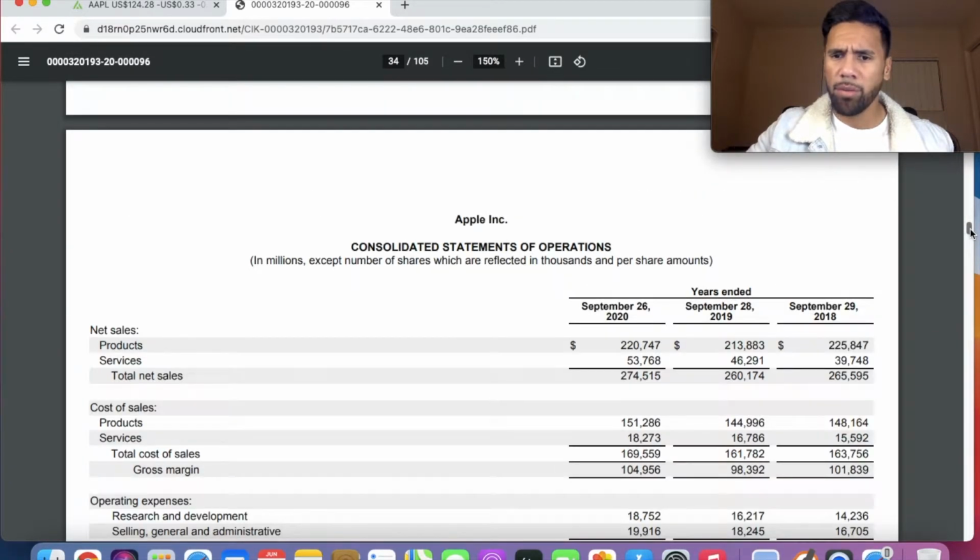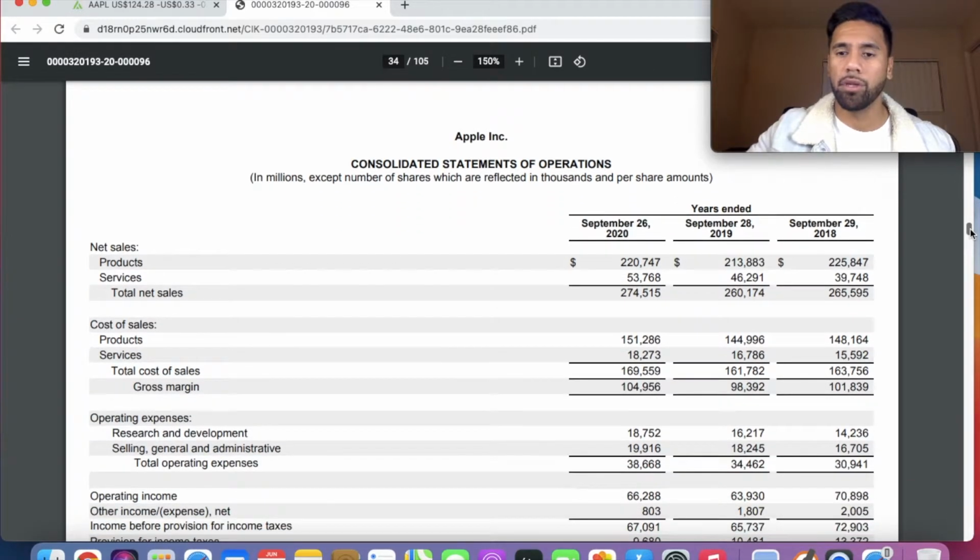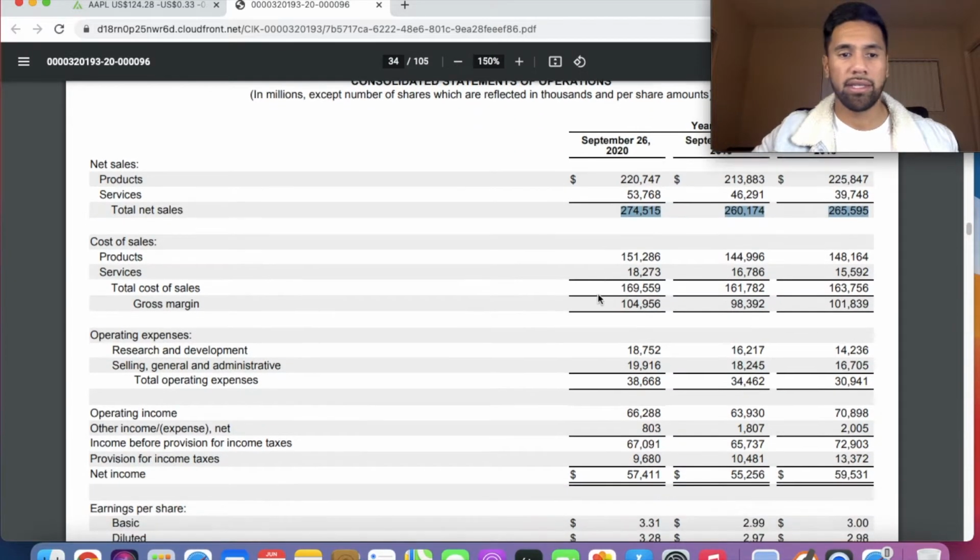Now, when you're looking at an income statement, it's always important to look across a range of years, not just at one year. The reason that's important is because you can see straight off the bat whether the company is growing or not. So for revenue, you want to see this number growing, or at least staying steady.